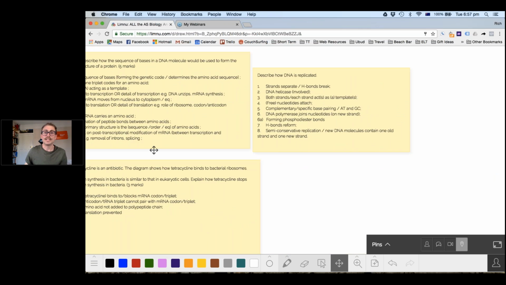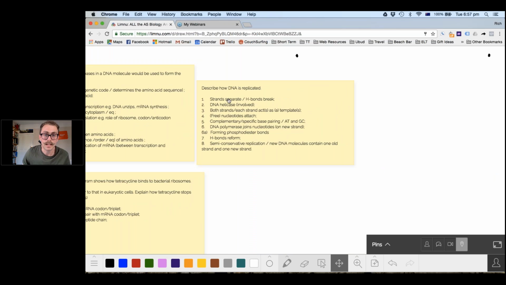And how is it similar to DNA replication? Well, let's look. The two strands separated, or hydrogen bonds break. This is done by DNA helicase. They haven't actually mentioned DNA helicase, but it's the same enzyme to unwrap the DNA, unzip the DNA. Both strands act as the template strand. So that's a difference between transcription and DNA replication.